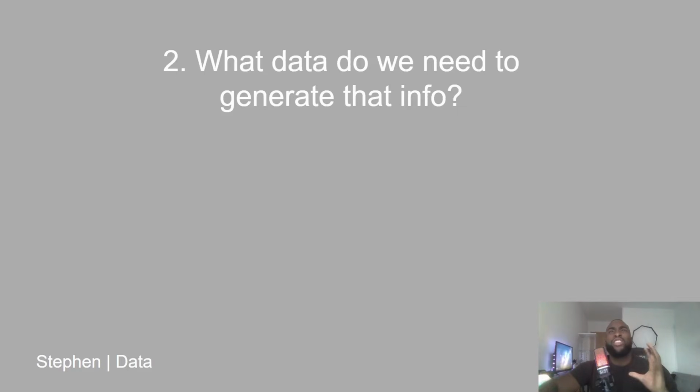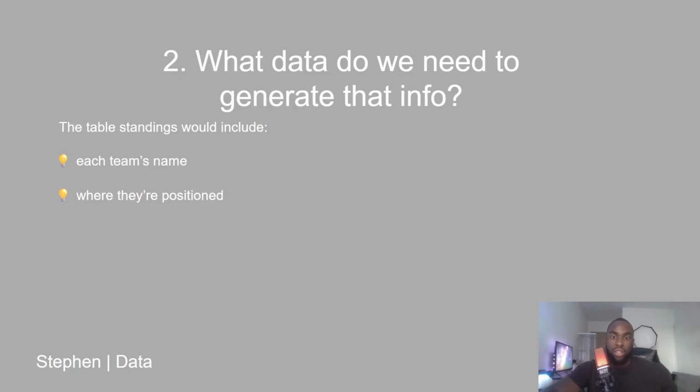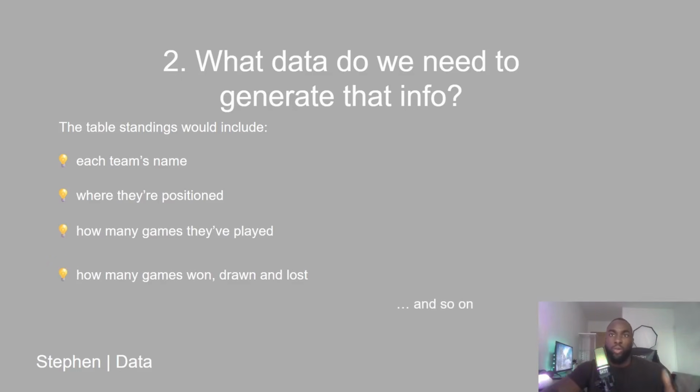Number two, what data do we need to generate that information? So the English Premier League has 20 teams participating across the whole of England, the UK. And the table standings, that's going to include things like each team's name, where they're positioned. Okay, so that's after full time. How many games they played up till date, how many games they've won, drawn, and lost, and so on. You're also going to need things like number of goals scored, how many conceded, the goal difference, points, and how their form is. The table we create has to replicate this.